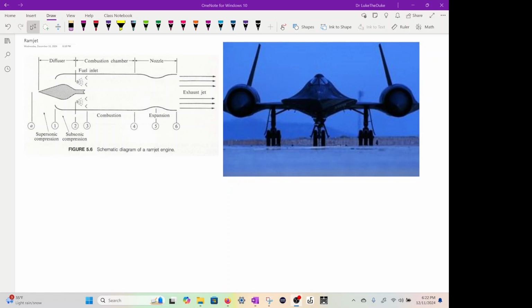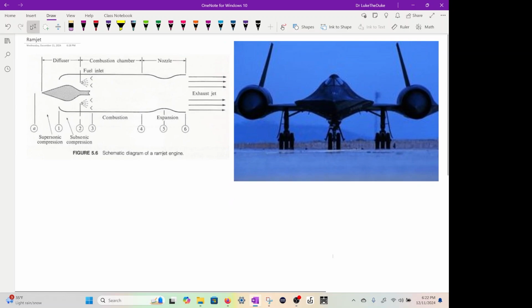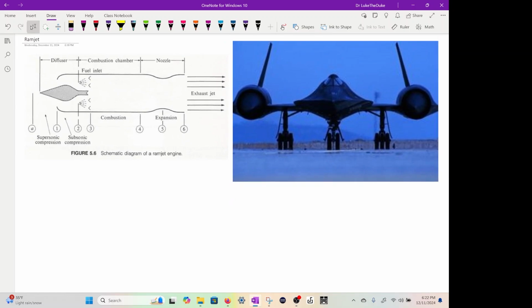Okay, so in this video we're going to look at the analysis of a ramjet. The ramjet is actually one of the easiest air-breathing engines to analyze. All we have is a diffuser at the front, so we got compression. Then we have the combustion chamber, so we inject some fuel, it combusts. Then we have a converging, diverging nozzle to get supersonic flow out the exit.